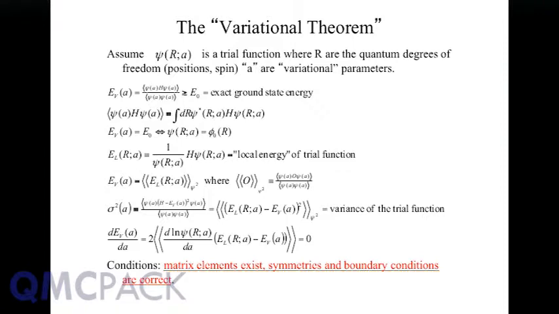So the theorem is that under certain conditions, this ratio is always greater than or equal to the ground state energy. And it would be equal to it in the case that your wave function is exact. Of course, that doesn't happen, right? We never have exact trial wave functions except for something like a hydrogen atom or a harmonic oscillator.